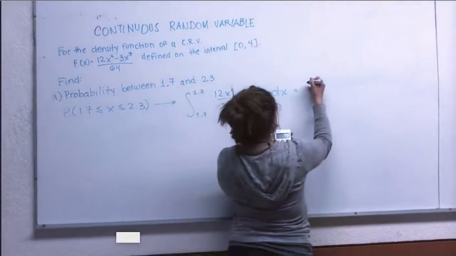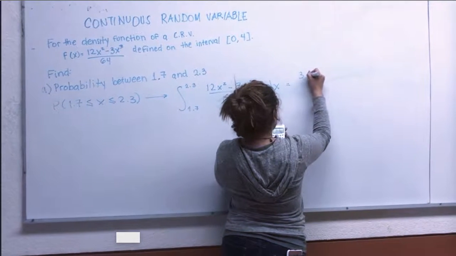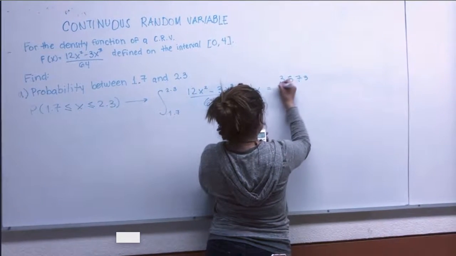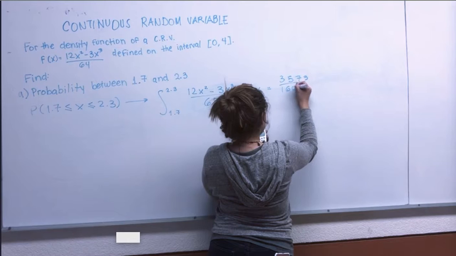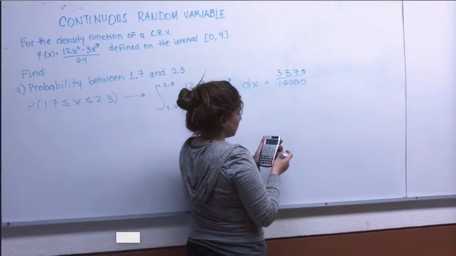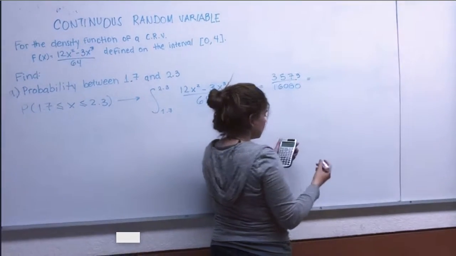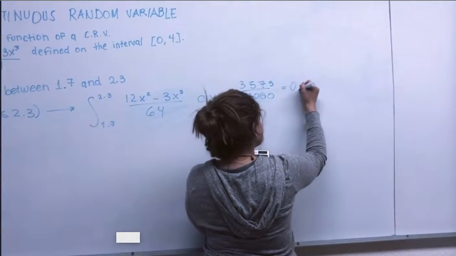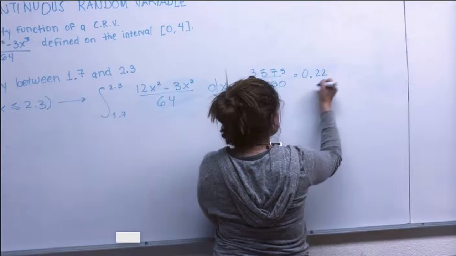We copy the results over, and it's better to put it in decimals, only 2, so it's 0.22.